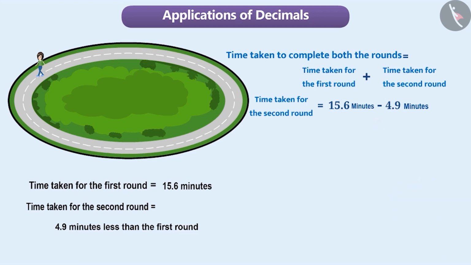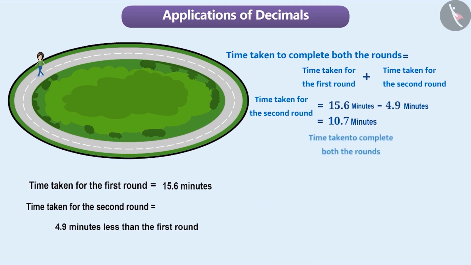You got it right. First, we write the decimal numbers one below the other so that the digits at similar places fall in the same column. Then, we subtract them the same way as we subtract whole numbers. And we keep the decimal point in the decimal point column. By doing this, we get the time taken by her to complete the second round as 10.7 minutes.